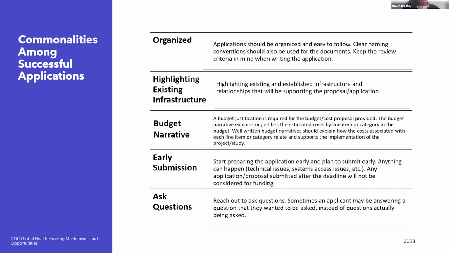And then lastly, reach out to ask questions. In your announcements, there's usually a contact person listed. Most COACs or grants or contracts have an informational webinar. Those are great to attend, ask your questions. Sometimes an email is even provided.